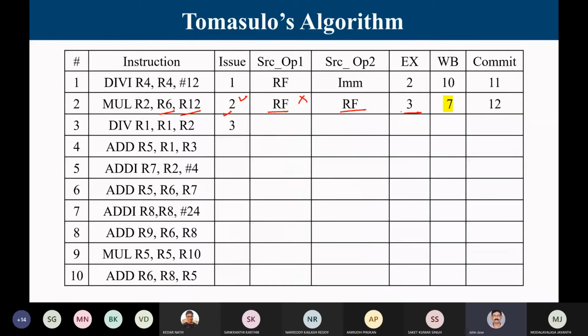Now 3, 4, 5 and 6. 4 cycles it will take for multiplication. At clock cycle number 7, I'm writing into the CDB. Now you see, even though it is issued later, it completed before the division. But I cannot commit. I can commit only after committing division. That's why it is 12. This should be in strictly increasing order. 7. Any doubt in the first 2 lines? Anyone?